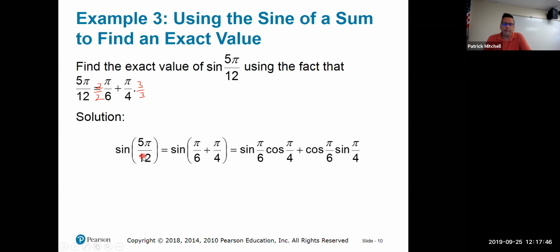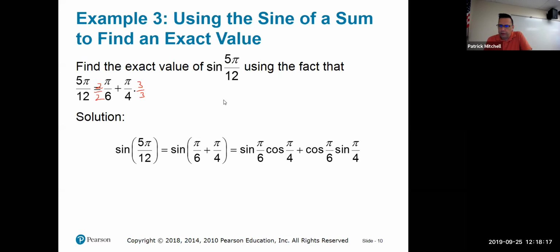So the sine of 5 pi over 12 is equal to the sine of pi over 6 plus pi over 4. That's because of this. And now using the sine rhythm, sine, cosine, cosine, sine, the sine of pi over 6 plus pi over 4 is sine pi over 6 cosine pi over 4 plus the cosine of pi over 6 sine pi over 4. All right, so I know that you can fill in all of those values in your sleep, right?